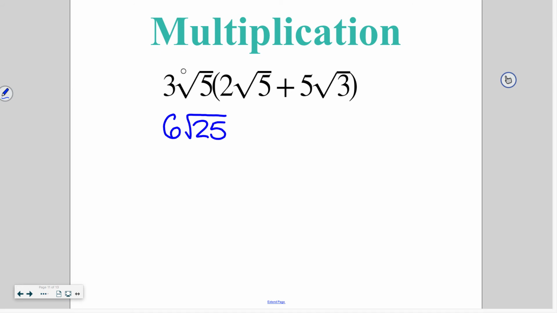And then I'm going to distribute again. So plus 3 times 5 is 15. 5 times 3 is 15. Can I simplify these? Yes, I can take the square root of 25, which is 5.